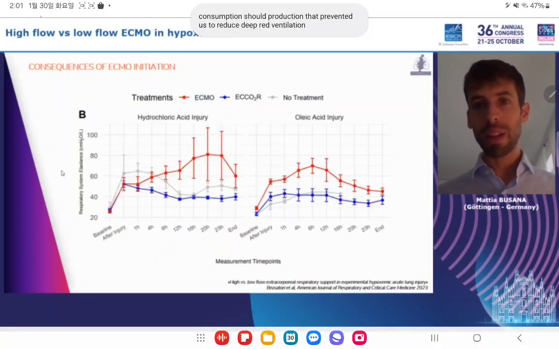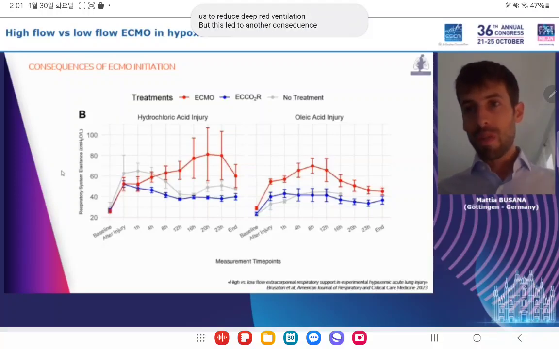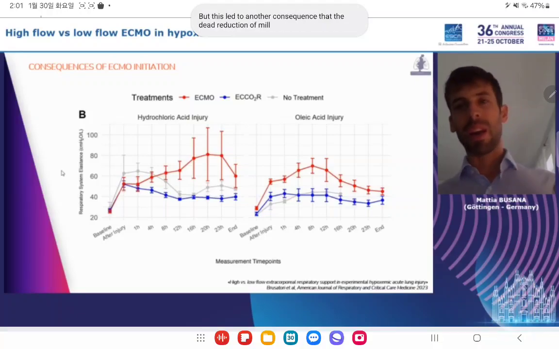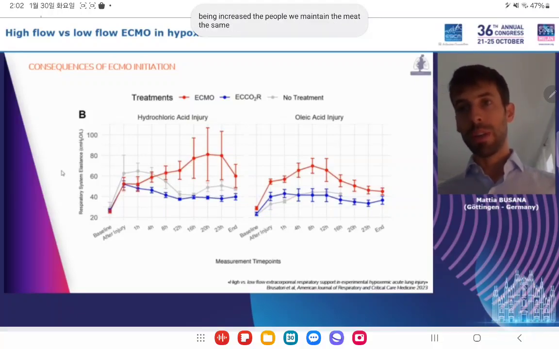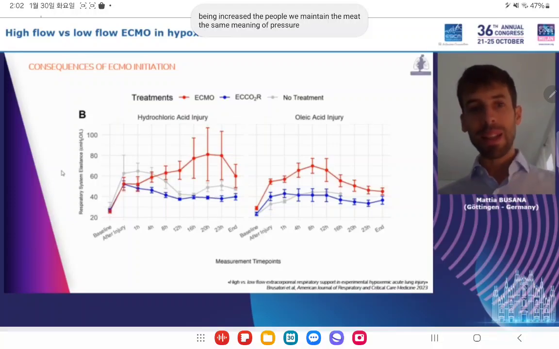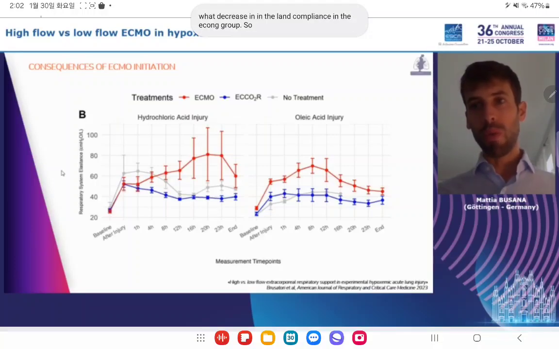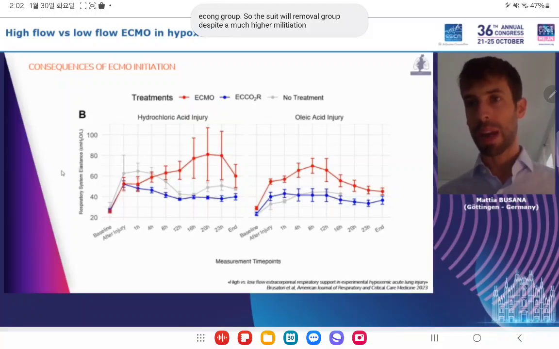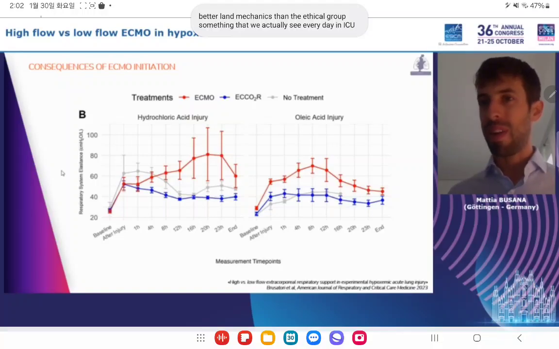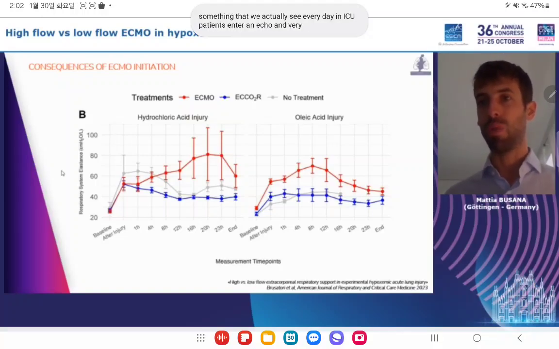But this led to another consequence. The reduction of minute ventilation, despite the fact that we increased the PEEP and maintained the same mean alveolar pressure, anyway led to a decrease in lung compliance in the ECMO group. So the CO2 removal group, despite a much higher minute ventilation, maintained better lung mechanics than the ECMO group. Something that we actually see every day in the ICU. Patients go on ECMO and very rapidly they tend to de-recruit.